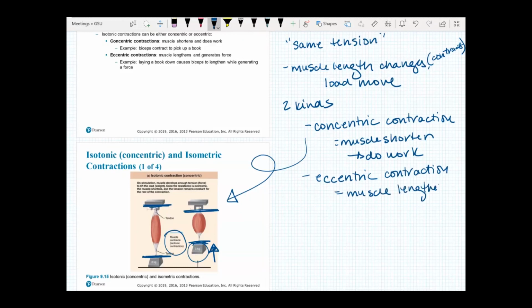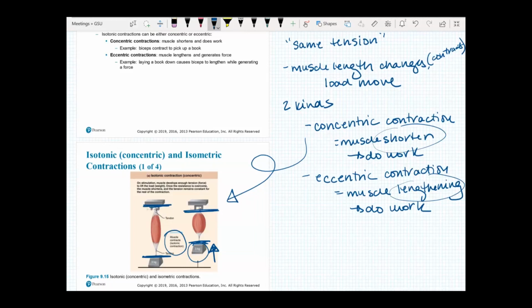Because if you contract your muscle, you also need to be able to put it back in its original position, so it needs to lengthen. However, you're still doing work. You are still generating force. You're just not shortening. So one of them is shortening, one of them is lengthening. So when you pick up the book, you're contracting your muscles to shorten, but you're still moving the book.